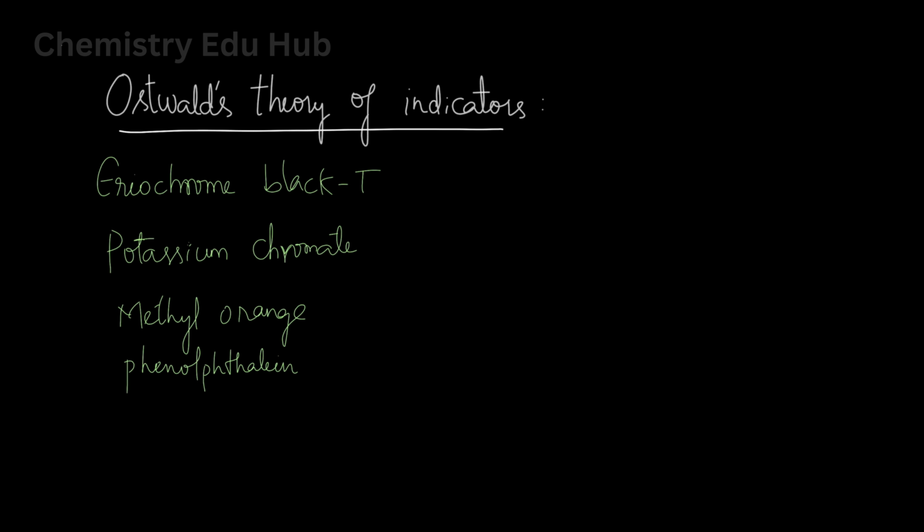Today we are going to talk about the Ostwald's theory of indicators. So Ostwald proposed a theory where he explained the behavior of indicators. Before knowing that, we need to know what an indicator is.